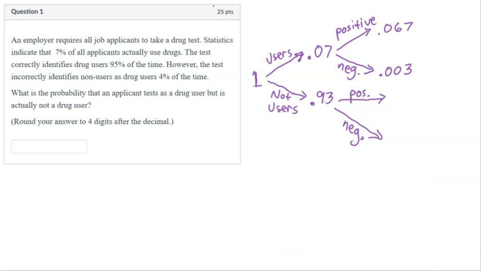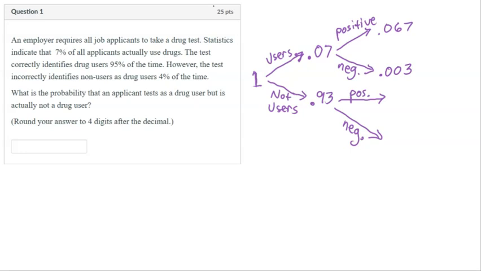It says the test correctly identifies drug users 95% of the time. That's why we did 0.07 times 95%, and we got 0.067 positively identified as users. So these are the true positives. These are the false negatives. They are drug users, but they tested negative.